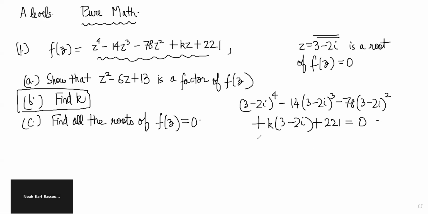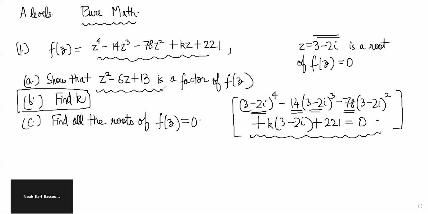Yes. This will give us a complex number equals 0, and we can say that the real part and the imaginary part of it will become 0, right? However, calculating this might be a little annoying. Ideally, you would want to avoid trying to calculate power 4, power 3, and 14 and 78 is there, right? So you have to think of a smarter way to do it. So, that's why they have asked you to do this first.